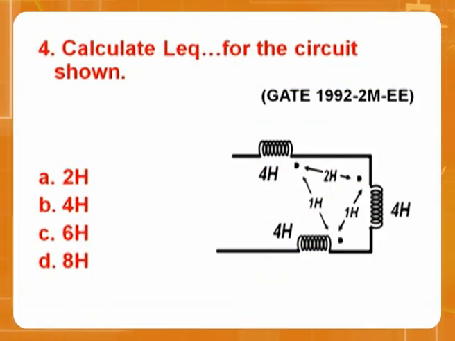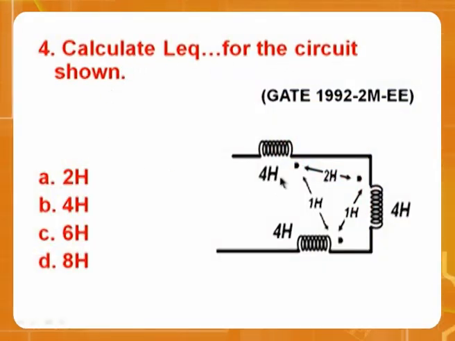Let's go to fourth problem. Now I am still further complicating or increasing. The question is same. Calculate L equivalent for the circuit. Look at here. Say this is L1, L2, L3. From L1 to L2 you have 2H. We call it as M12. This is M23. This is M13. We need to calculate the dots here.